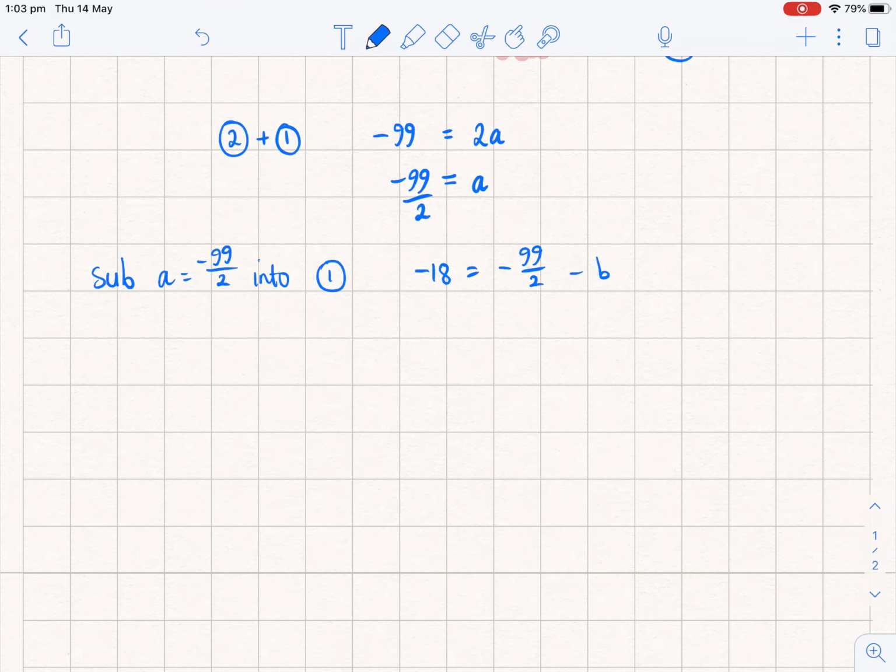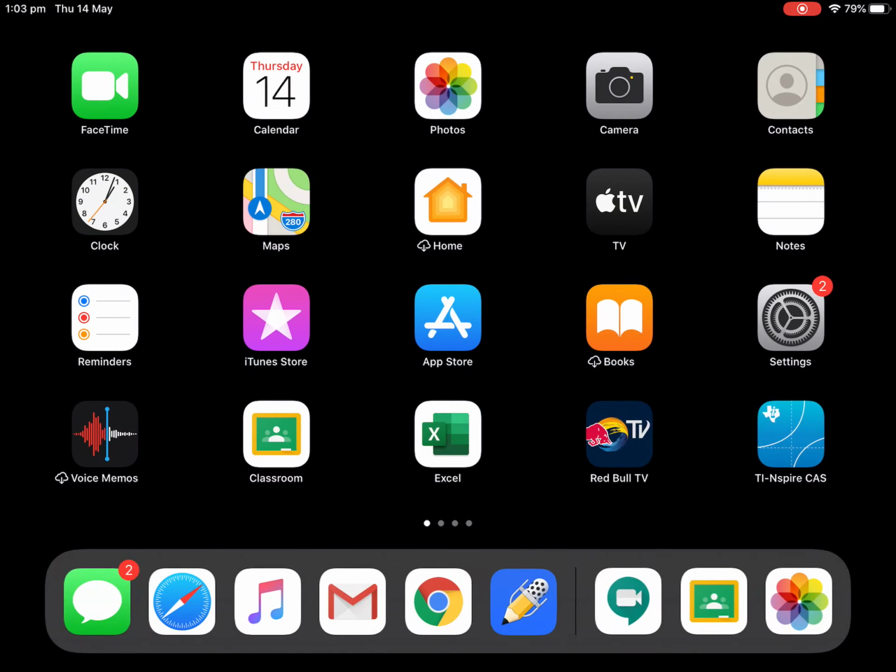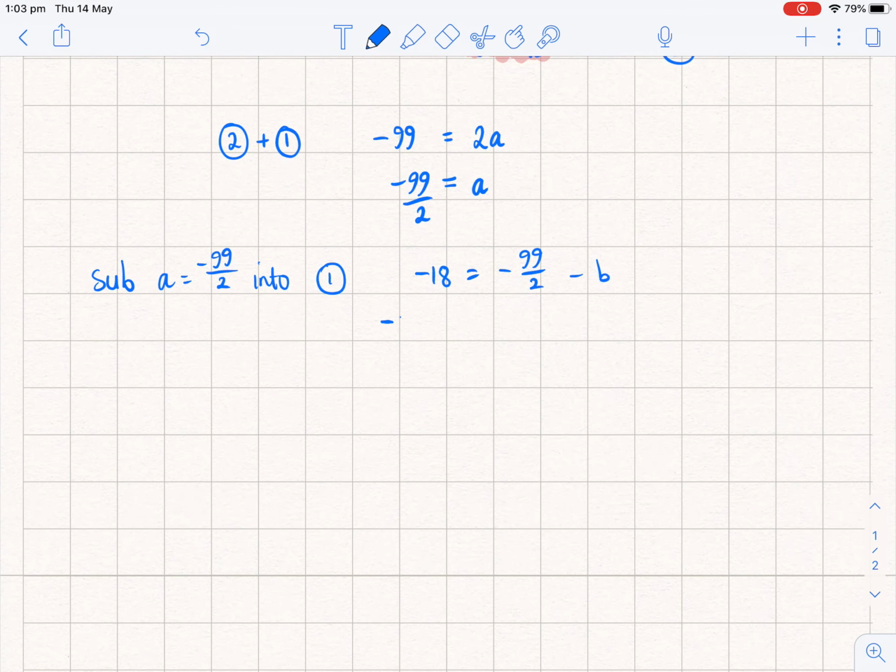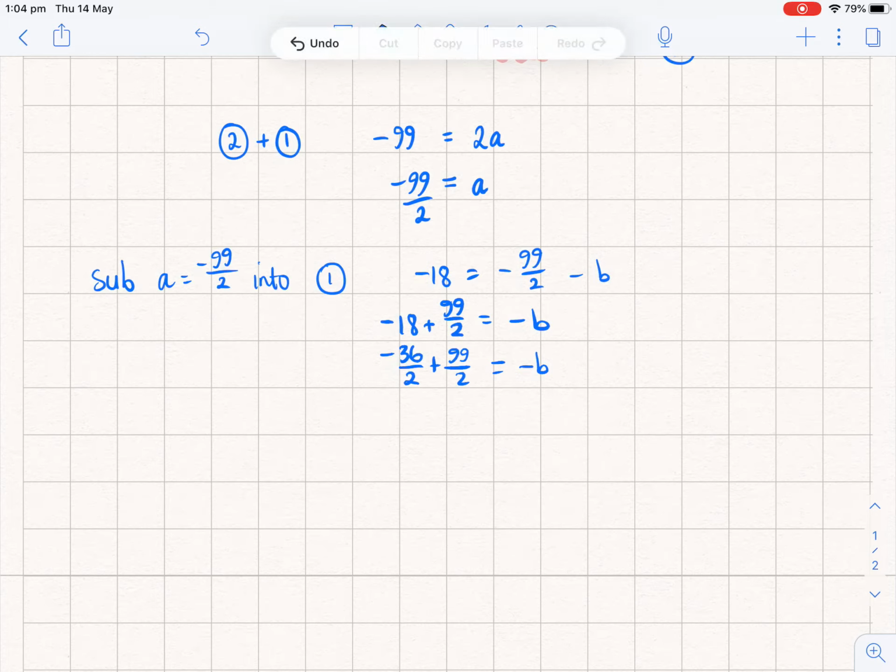So if I add the b, I can do this a couple of ways. I'm going to add the 99 on 2 to get negative b. So if I add 99 on 2, to do this addition I need a common denominator. So I'll make that negative 36 on 2 plus 99 on 2. And the easiest way to do that is 99 take 36 is 63. So that'll become 63 on 2.